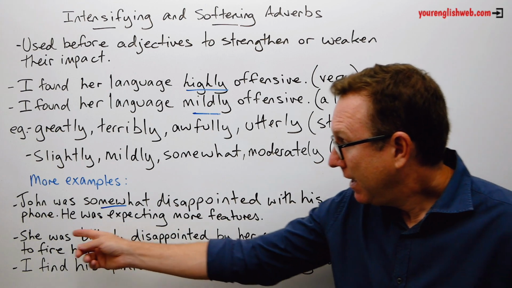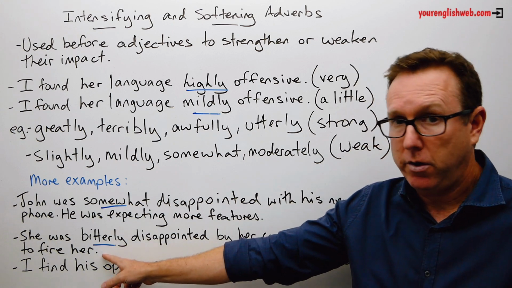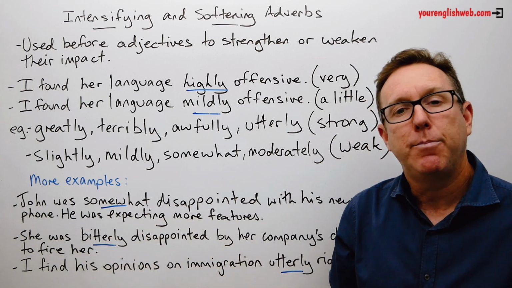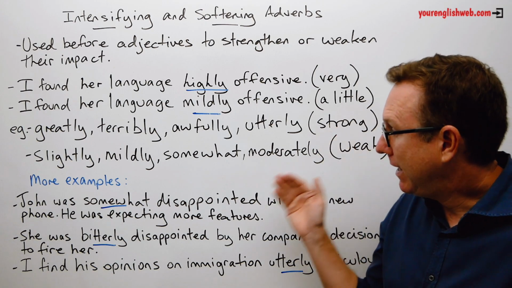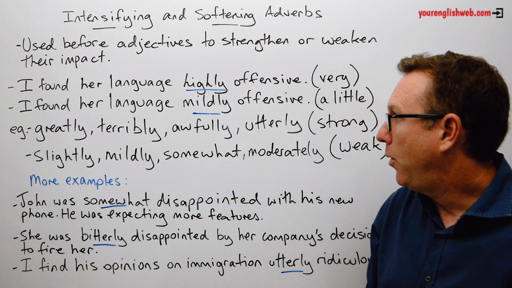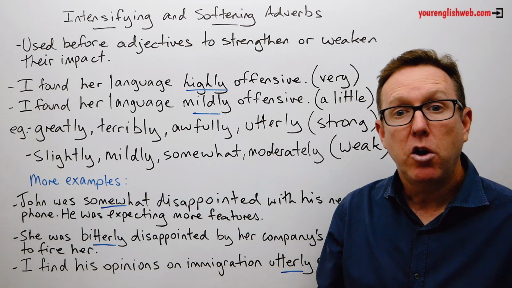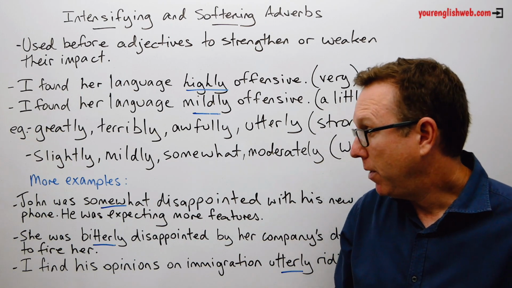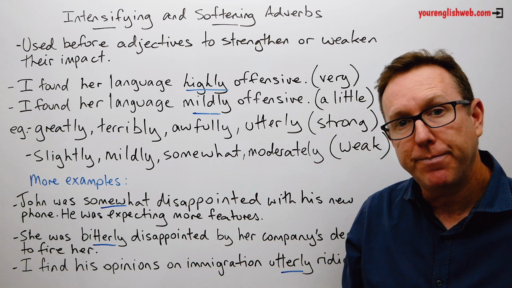Okay. She was bitterly disappointed by her company's decision to fire her, okay? So she was very disappointed, bitterly disappointed in this sense. This is a strong adverb, okay? And we can see here that she was very disappointed or bitterly disappointed by the fact that her company decided to fire her. She lost her job. She was not happy, okay, when she lost her job. So she was bitterly disappointed by her company's decision.